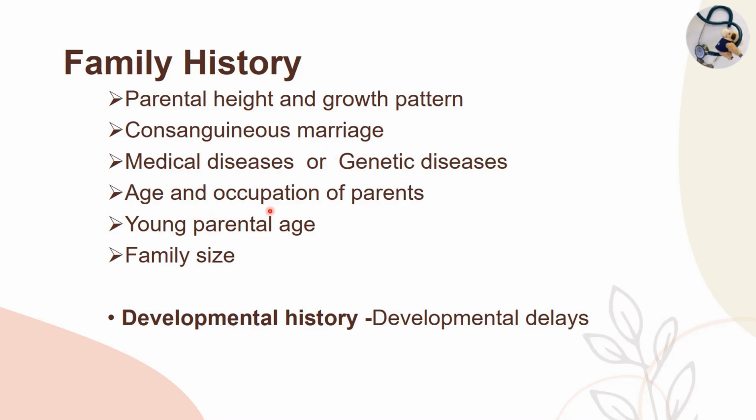Any chronic medical illness or any genetic disease in the family should be checked. And age and occupation of the parents is also important. Whether these parents were young, because at a young age they don't know many things. And then family size. If there is a big family size, there can be scarcity of food, especially if they are of low socioeconomic status or if they are poor.